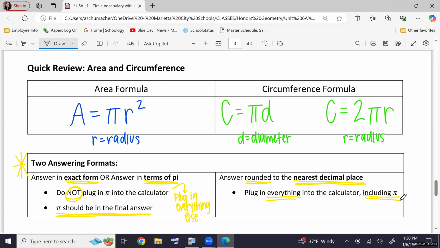In this quick review, we will answer in both exact and rounded form, just so that you can get used to that and start to recognize those two different answering formats, because you will be expected to be able to answer in either terms of pi or as a rounded decimal. You will need to be able to do both.